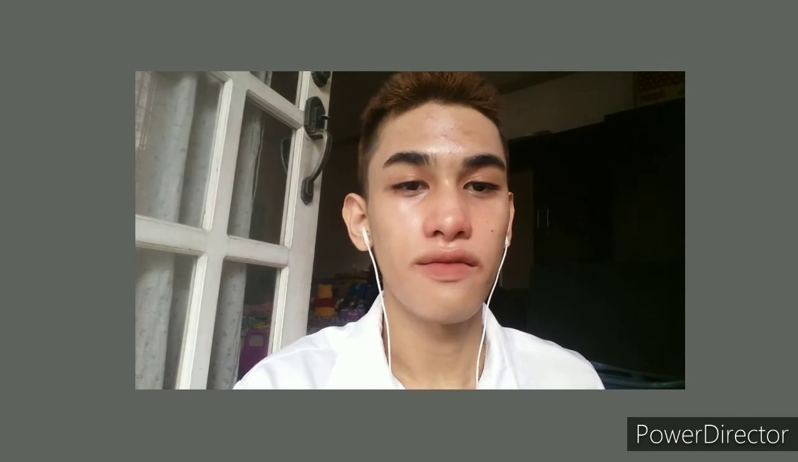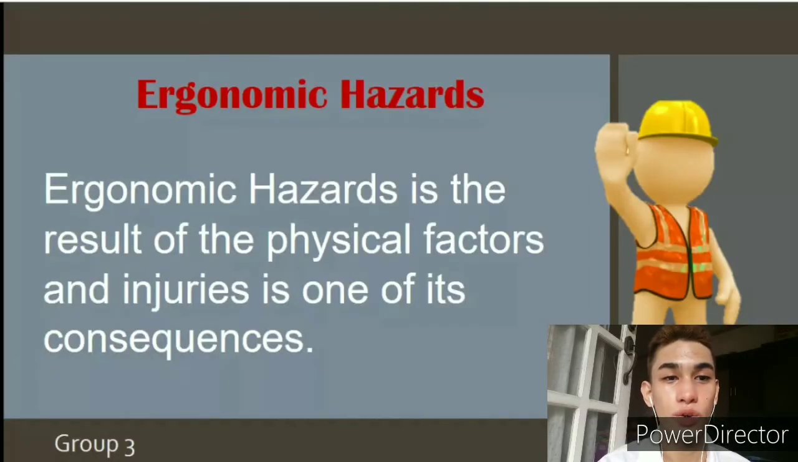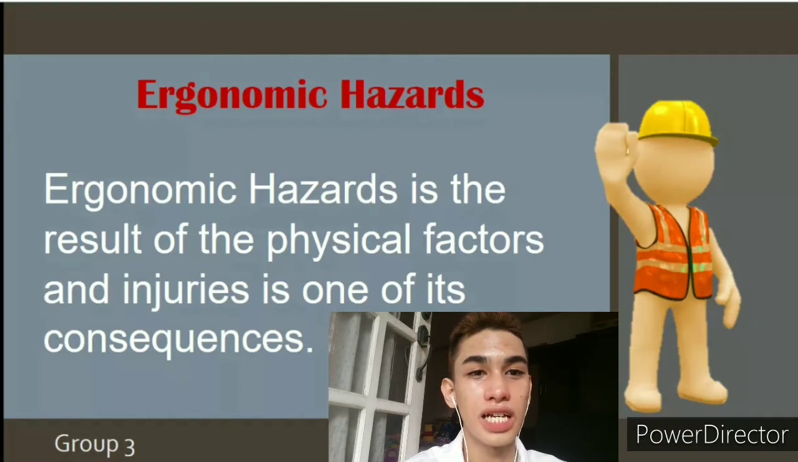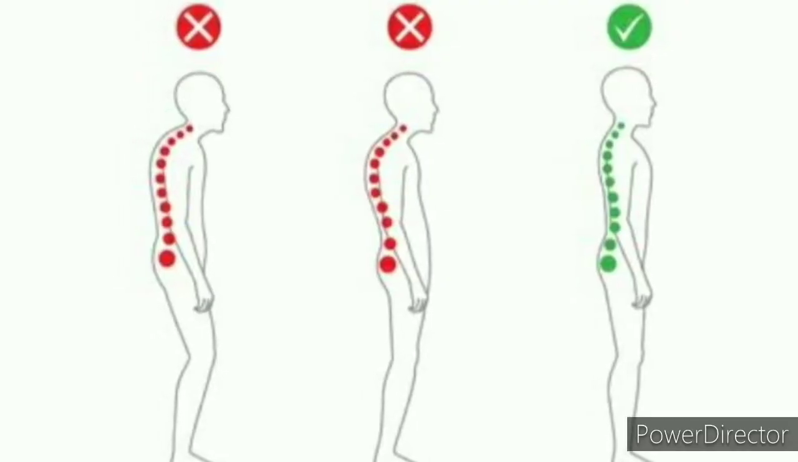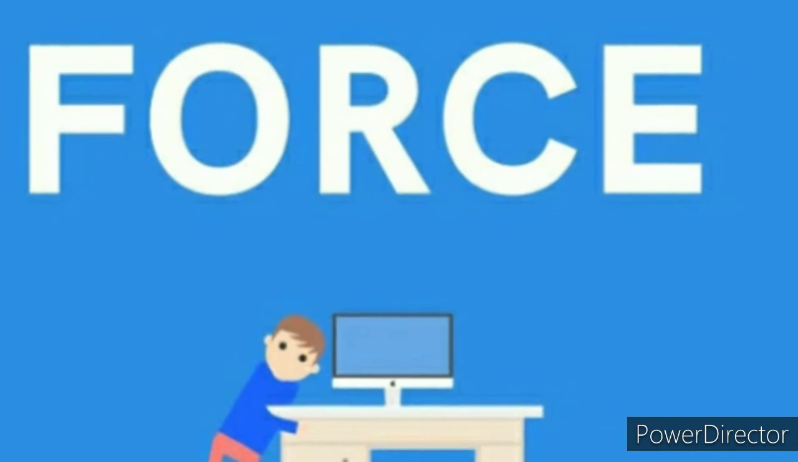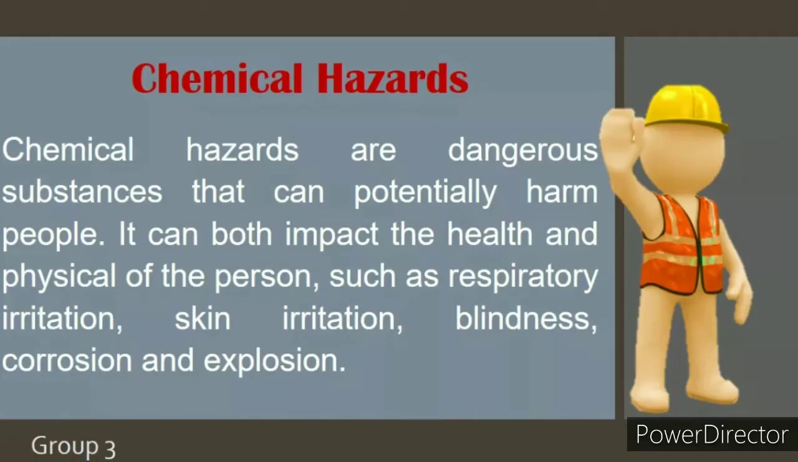Another category of hazards is ergonomic hazards, which result from physical factors, and injuries are one of the consequences. An ergonomic hazard comes from the workplace environment. Examples are improperly adjusted workstations and chairs, poor posture, using too much force, especially if done frequently, and vibration.